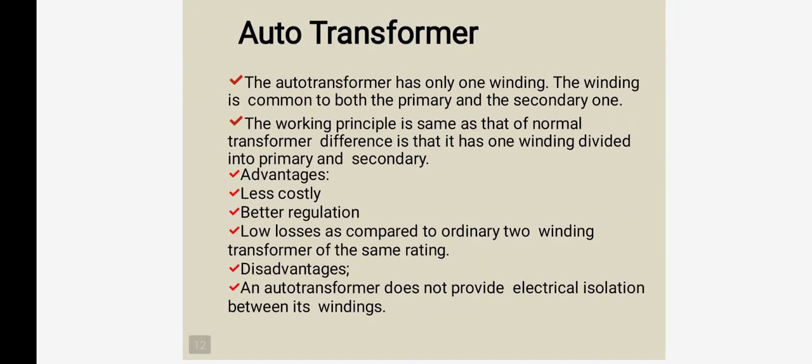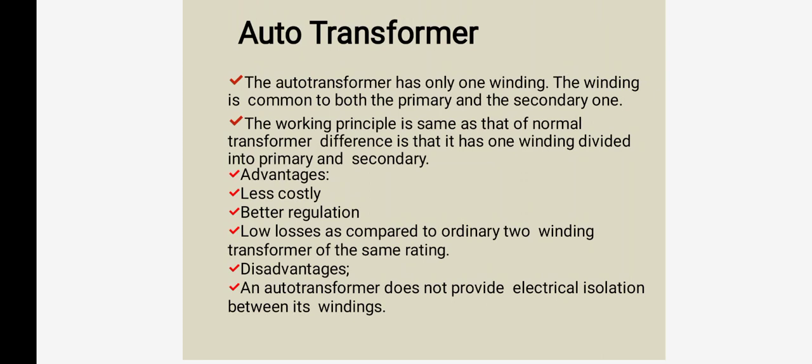Now we can go to another type of transformer. It's called the auto transformer. We already discussed step down transformer, step up transformer, and the isolation transformer. Now another type is called the auto transformer. The auto transformer has only one winding. The winding is common to both primary and secondary.